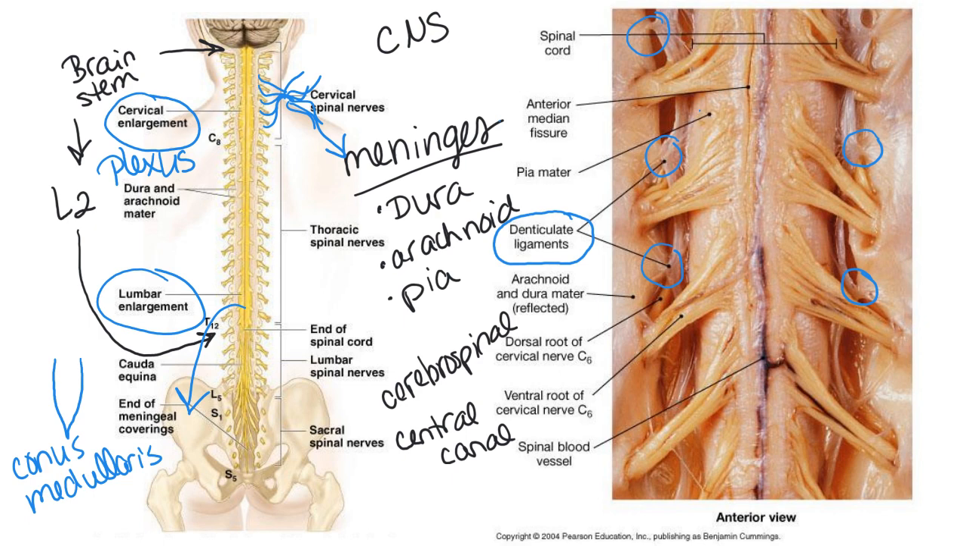And then below that point, you'll see just these loose nerves. You see this all down there? That's called the cauda equina. Cauda equina means horse's tail.